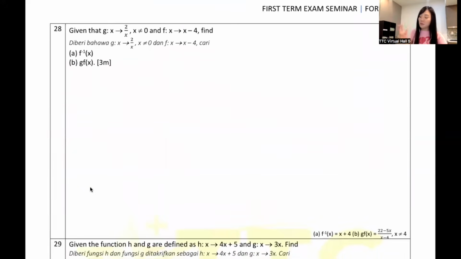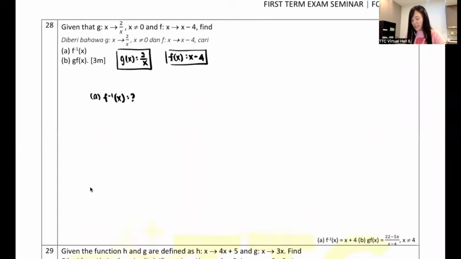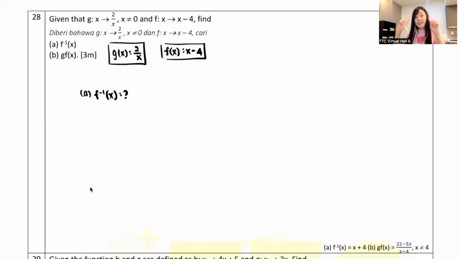28. Combination of everything. Okay, we do more of this, then you guys will know how they will come out, okay? So gx equivalent to 2 over x, then fx equivalent to x minus 4. Okay, A. Find the f inverse x. 3 marks lah, you see. Now you learn until this stage, I think finding f inverse is never your problem.